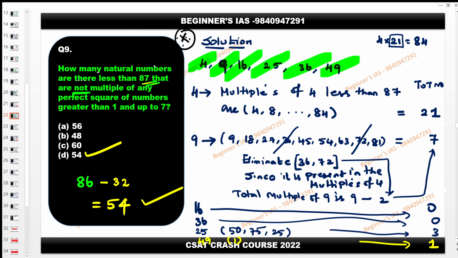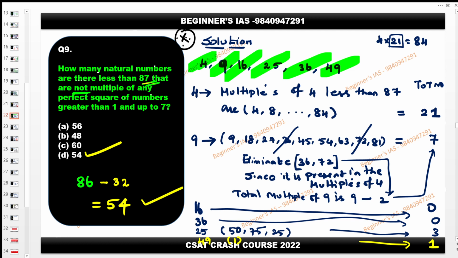Then 9 is a perfect square number, 16 is a perfect square number, 25, 36. Why am I taking 49? Because the question deals with up to 7. If the question is dealing with greater than 1 and lesser than 7, then we have to stop at 36 itself. Clear?